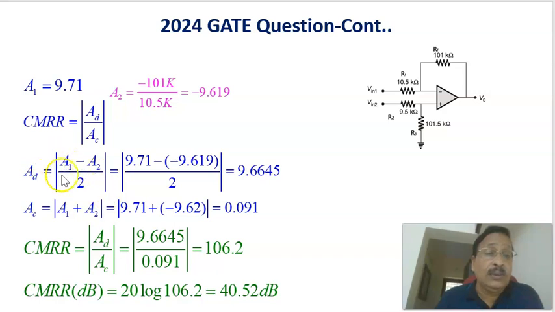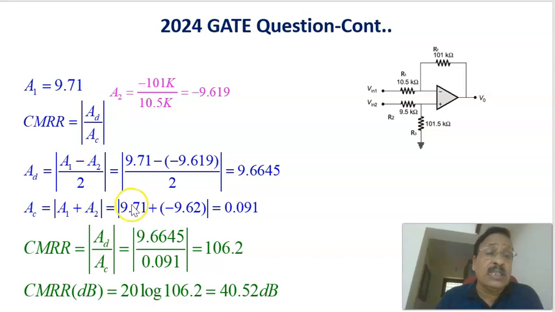Therefore, differential gain AD equals A1, 9.71, minus A2, minus 9.619, divided by 2, which is equal to 9.6645. That is the differential gain. And common mode gain equals A1 plus A2, or 9.71 minus 9.619, which is equal to 0.091. For the common mode gain equal to 0.091 and differential gain equal to 9.6645, the difference in signal is amplified by this gain AD, and the common signal is amplified by the gain 0.091.